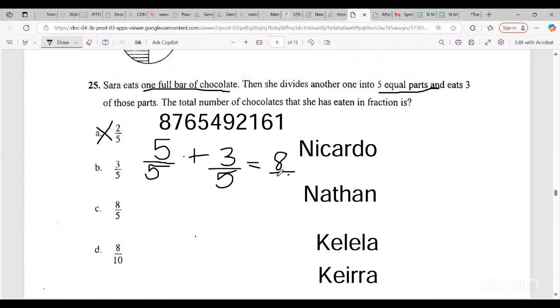But I kind of know why persons would be thinking 8/10, because they're saying the denominator would have been 10. But remember, these are 2 separate bars. It wasn't 1 bar, it's 2 separate bars. So it's 2 wholes. So I'm going to go with C, guys.